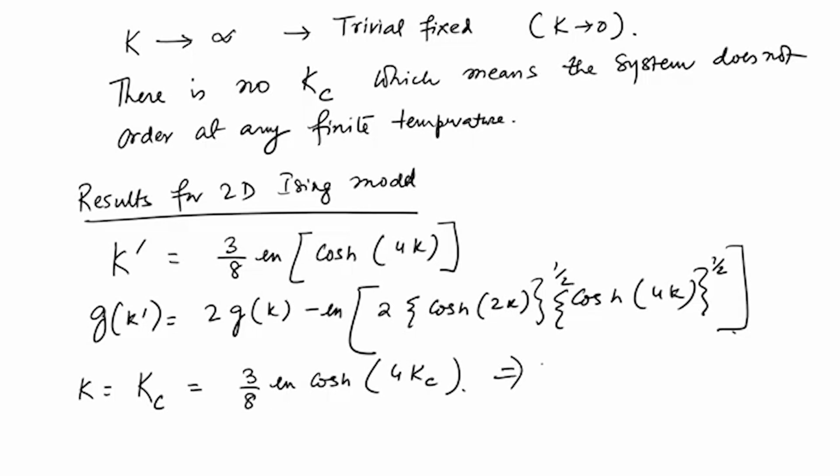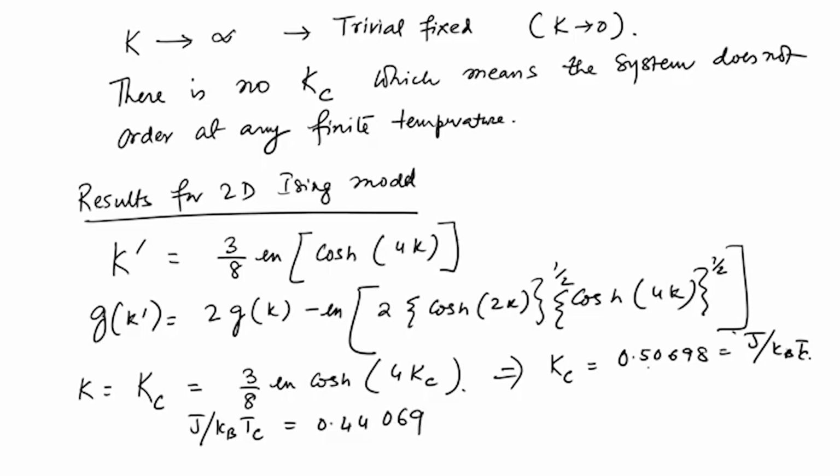So, kc is equal to 0.50698, and that is nothing but j by ktc. Okay. So, j by ktc agrees well with Onsager's result. So, j by ktc equal to 0.44069, and you also get 0.50698, which is not too far, this is the exact Onsager's result.